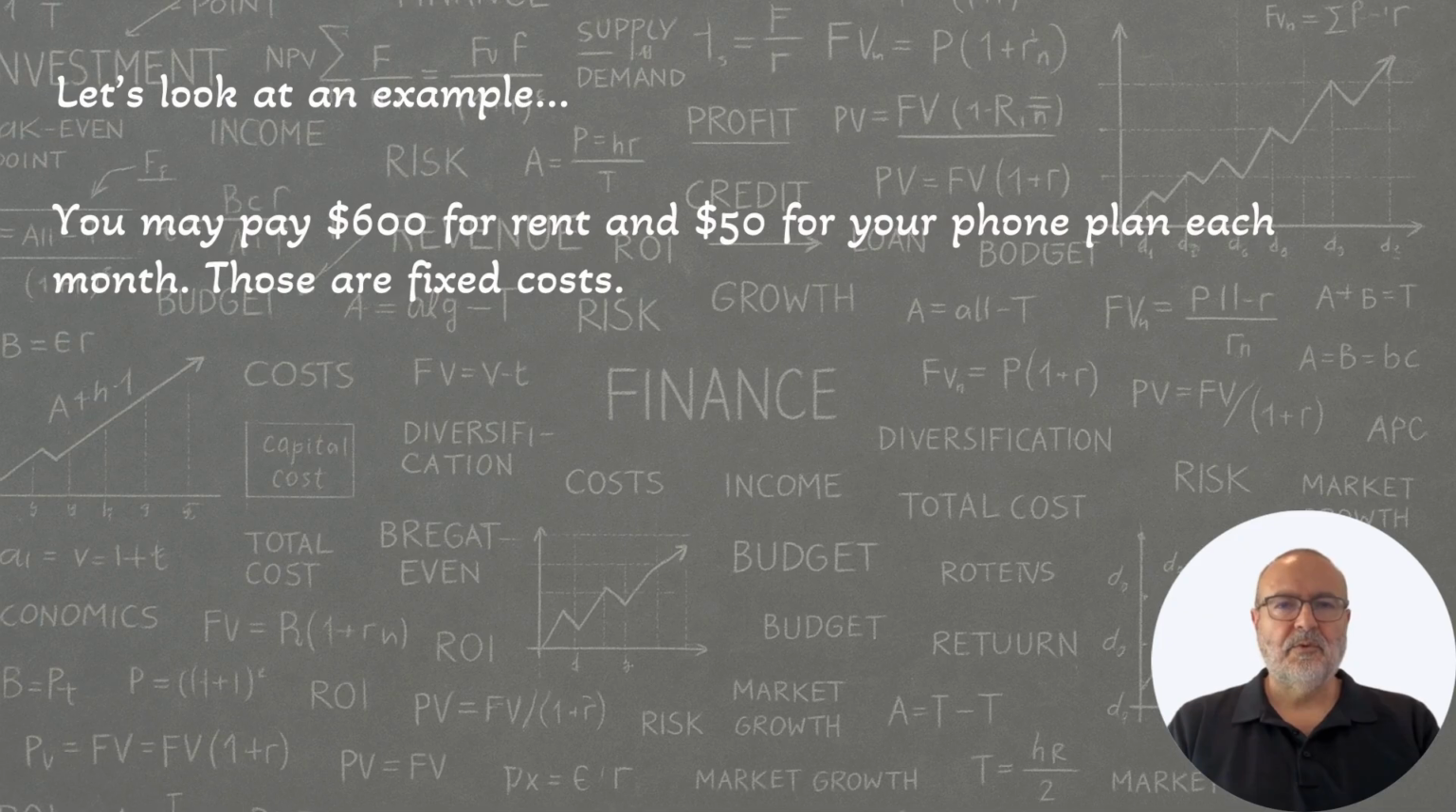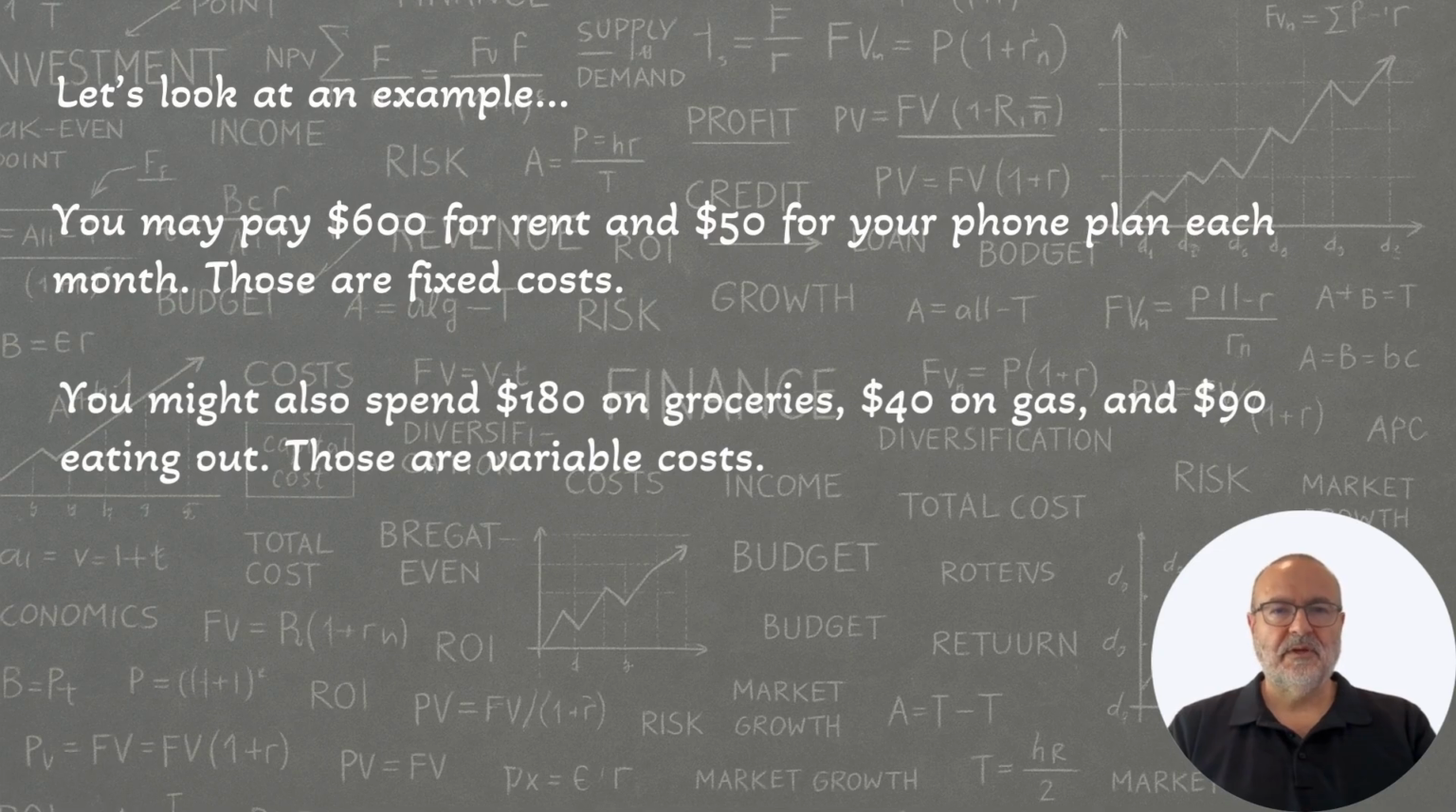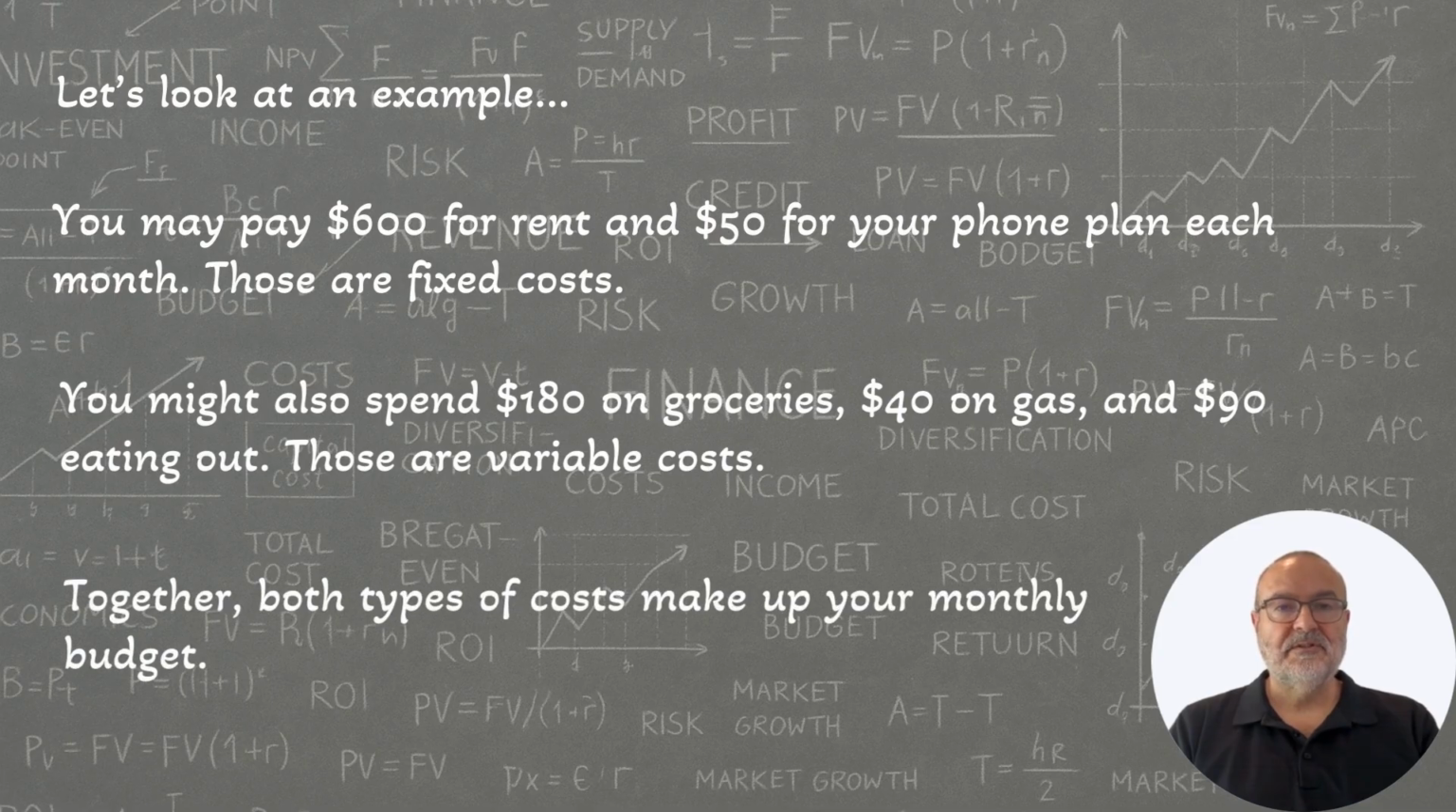Let's look at an example. Imagine you pay $600 for rent and $50 for your phone plan each month. Those are fixed costs. But in the same month, you might spend $180 on groceries, $40 on gas, and $90 eating out. Those are variable costs. Together, both types of costs make up your monthly budget.